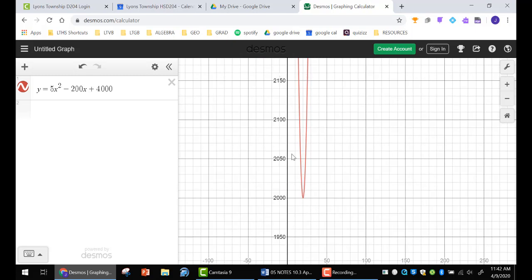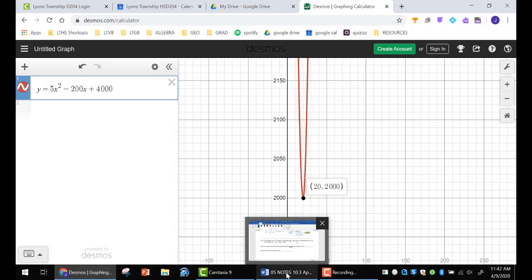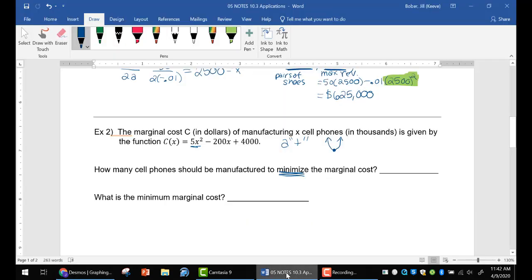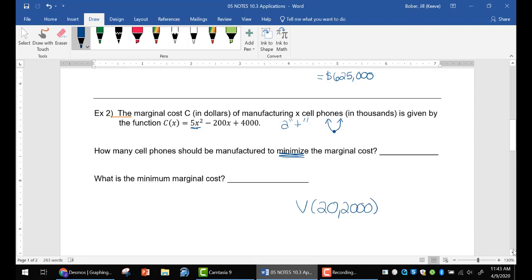I'm able to see this general U-shape, and then I'm able to find the minimum value. To find the minimum value, all I do is click on where it looks like the minimum is. And there's my vertex, (20, 2000). So I will bring that over to my worksheet. My vertex is (20, 2000). x represents the cell phones in thousands.